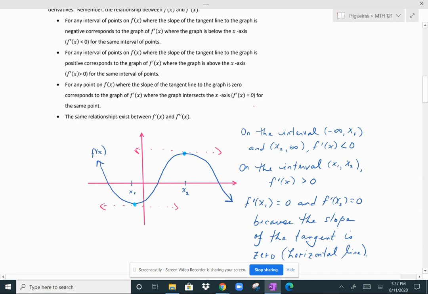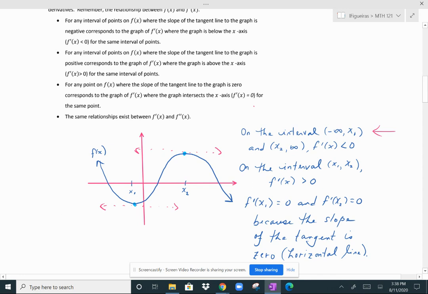So on the interval, so now I'm here reading this, on the interval from negative infinity to x sub 1, so that's this piece over here, and also from x sub 2 to infinity, so this is this piece over here, the slope of the tangent line would be negative.